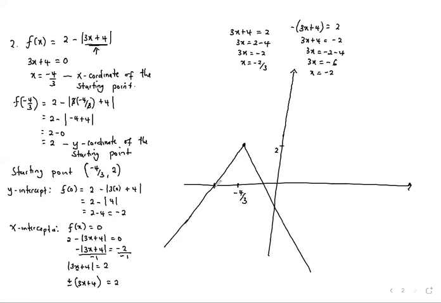Because this one is negative 2, this one is negative 2 over 3, and this one is also negative 2. We found all of them. We found the first one here, the second one here, and there are two here and there.